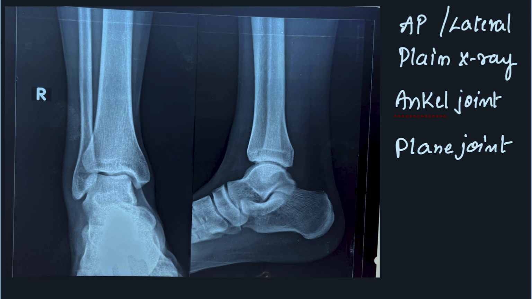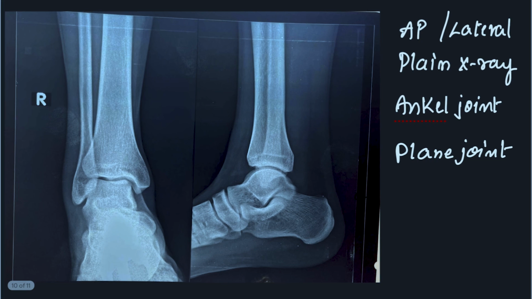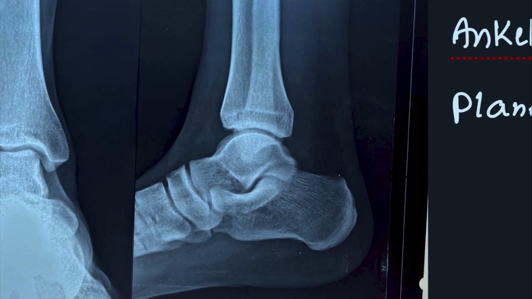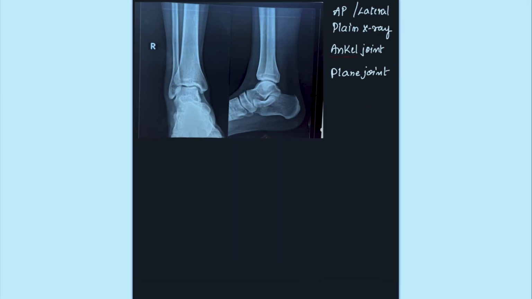So the last one, this is AP view and this is lateral view. And what type of X-ray is this? This is plain X-ray, and we can see ankle joints. What type of a joint is ankle joint? It's plain type of joint. And what are the bones that we can see over here? Tibia, fibula, and in the lateral view, they might ask us to name all these bones: talus, calcaneum, and then we can see cuboid, navicular, and then the three cuneiforms will be there in the front. So you have to name all that carefully.